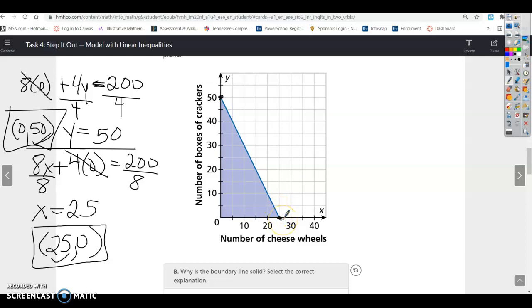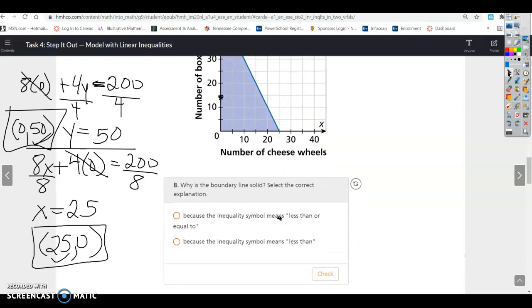And since she has $200 to spend, the points on the boundary line would also be included. Okay, so less than or equal to would be shaded below. Now, we're trying to purchase cheese and crackers, so we only need quadrant 1 because anything in the negative region in quadrants 2, 3, and 4 would not apply when you're talking about a real life situation like buying cheese and crackers. So that's why we're only in quadrant 1.